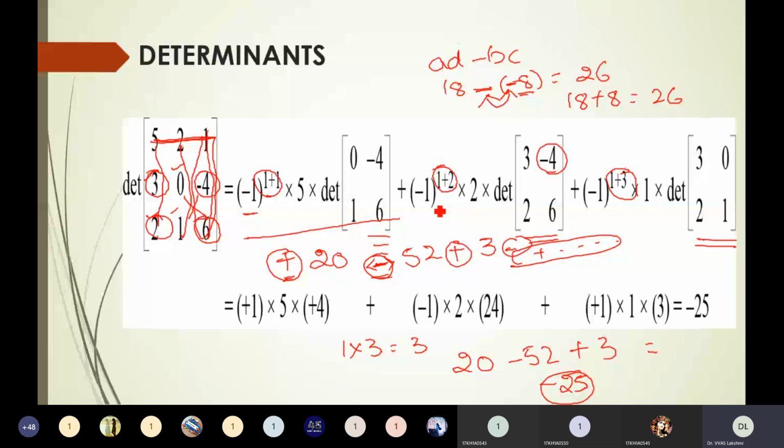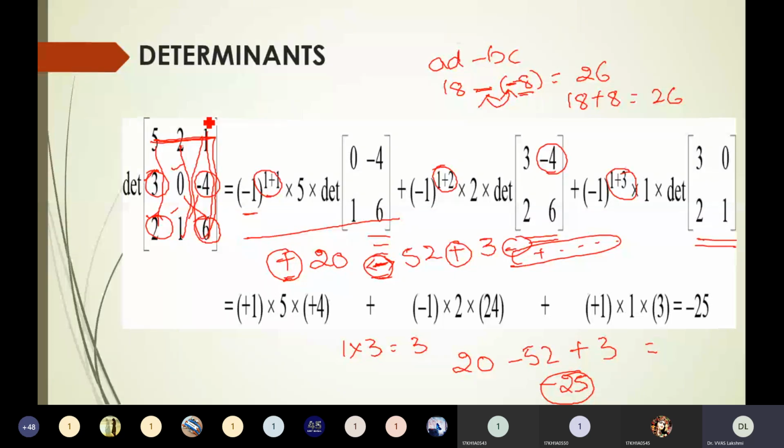This issue occurs only when the size is other than 2 by 2. For 2 by 2, we directly calculate AD minus BC, and in a single step we get the answer. For other than 2 by 2, either 3 by 3, 4 by 4 or 5 by 5, whatever it may be, this is the procedure. The first value is added, the second value is subtracted, the third value is added, the fourth value is subtracted, the fifth value is added and so on. This is the calculation part of the determinant.